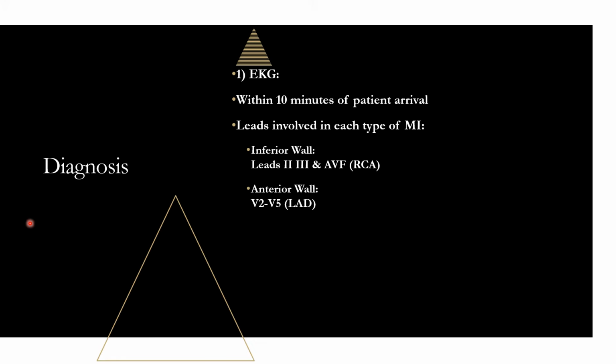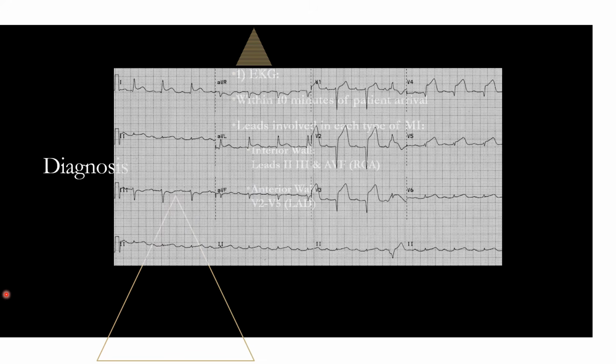Next one is going to be your anterior wall MI. Sometimes they'll say V2 through V4, or V3 through V4, but generally it's V2 to V5. And that's going to be your left anterior descending artery, so V2 through V5. And we can see here an anterior wall MI. You see some progressive ST elevation and even Q wave formation in V2 through V5.